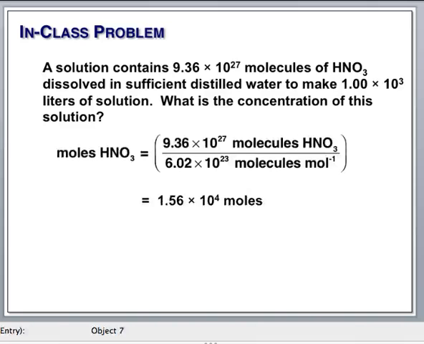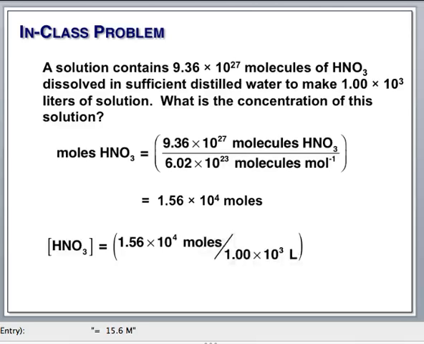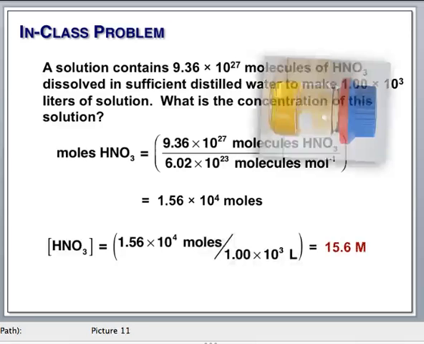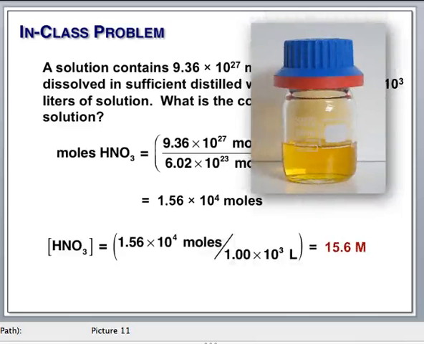Now to get our concentration, we simply need to take our number of moles divided by our number of liters. So we're dividing by 1,000, aren't we? And this gives us 15.6 moles per liter. This is what is referred to as fuming nitric acid.